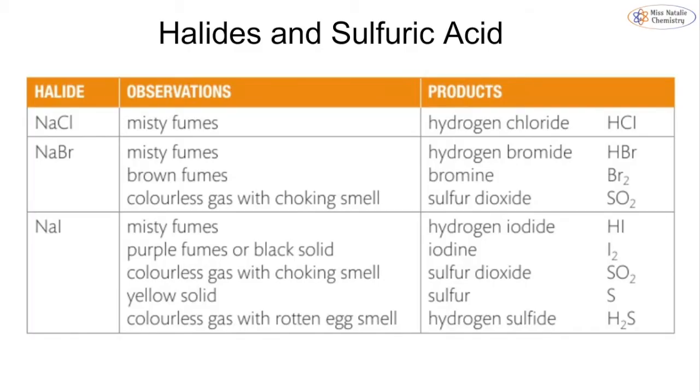So when we have a reaction with NaCl, we form one product of hydrogen chloride and we observe misty fumes. And we'll talk a little bit more in detail about this in just a minute. This is just a summary table. When you have sodium bromide, you're going to see 3 different observations. You're going to get some misty fumes due to the formation of hydrogen bromide. You're going to get some brown fumes due to the formation of bromine. And you're going to see a colourless gas with a choking smell, and that's your sulfur dioxide.